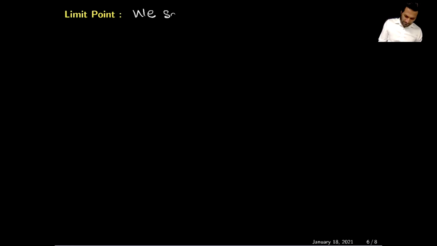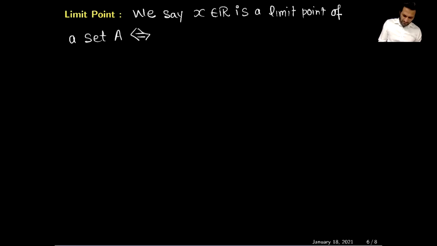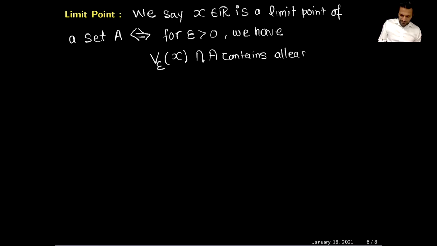We say a real number x is a limit point of a set A if and only if for all epsilon positive, the epsilon neighborhood of the point x, if I take the intersection with the set A, contains at least one element other than x.